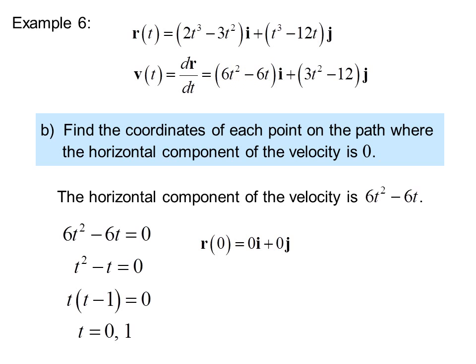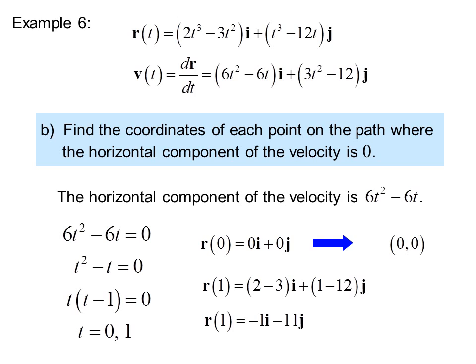So r of 0 is 0i plus 0j, or 0, 0, right at the origin. R of 1 is 2 minus 3 i plus 1 minus 12 j, or -1i minus 11j, or -1, -11.